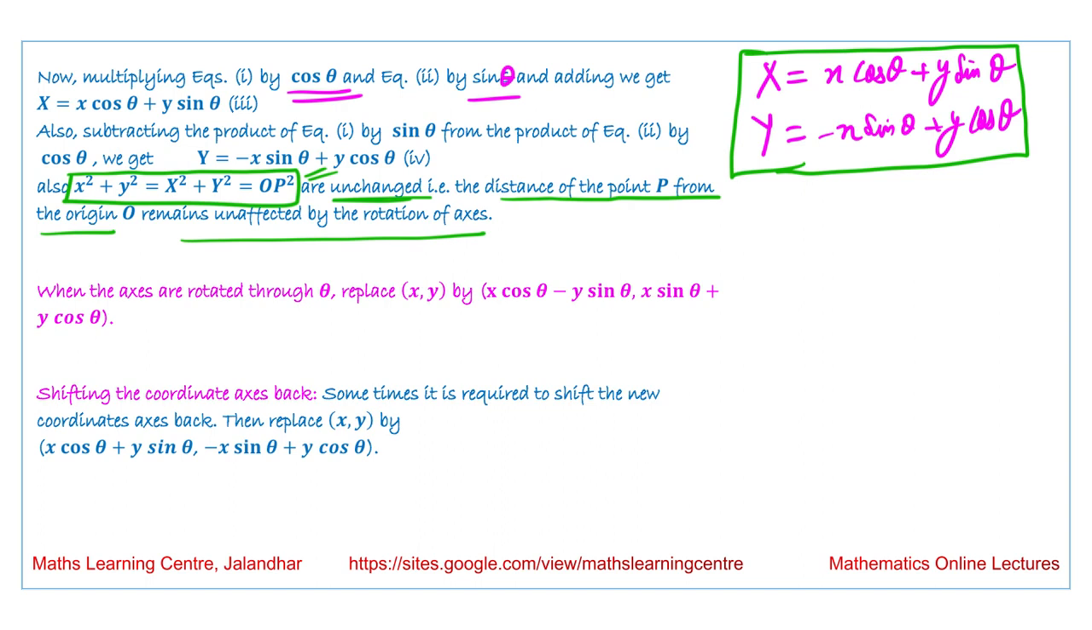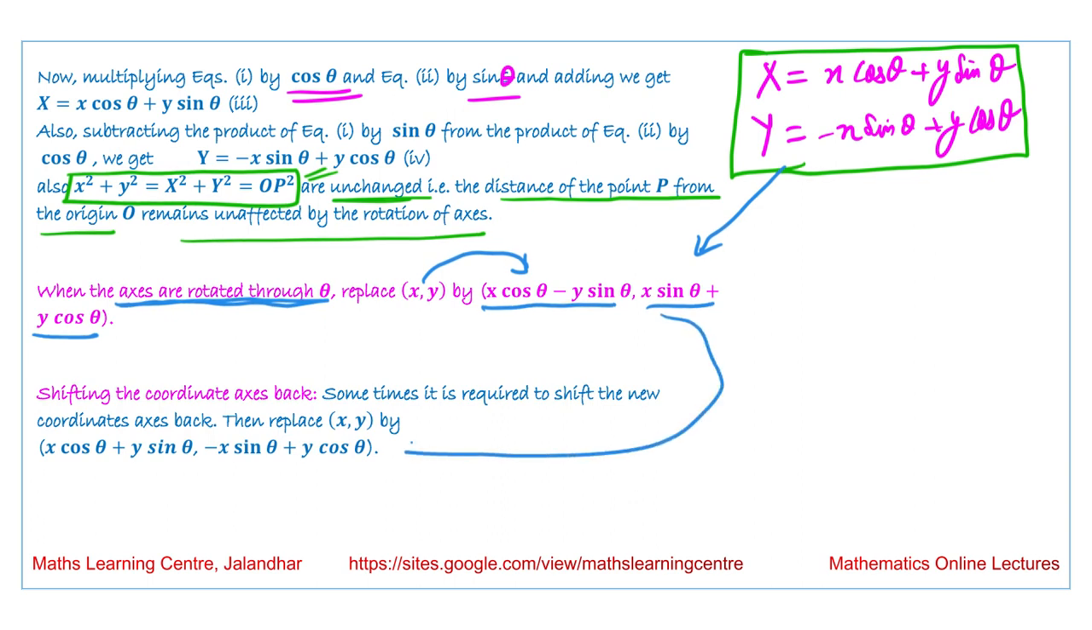So, what we can see from this is that if the axes are rotated by an angle of theta, then we have to replace the value of x by x cos theta minus y sin theta, and the value of y by x sin theta plus y cos theta. And the inverse transformation is given by this value. These things will be more clear to you with our next example.